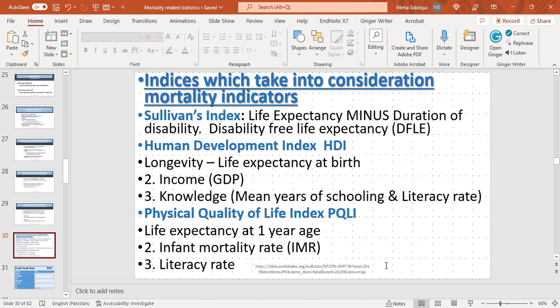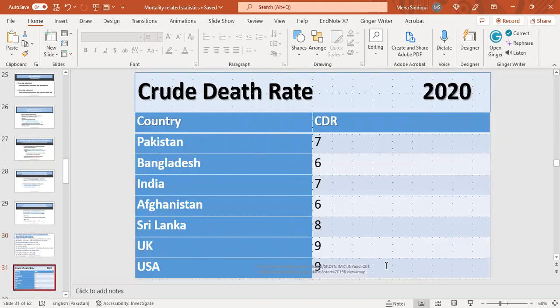And the third is Physical Quality of Life Index, which includes life expectancy at 1 year of age, infant mortality rate, and literacy rate. Now these are the different stats for each mortality measure.